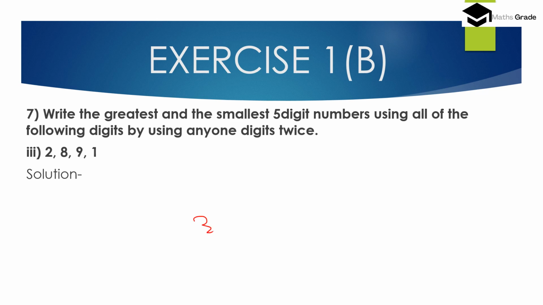Now third bit, 2891. These are the 4 digits given: 2, 8, 9 and 1. Using these digits, any one digit 2 times, we have to make the greatest and the smallest 5 digit number. So the greatest digit is 9.